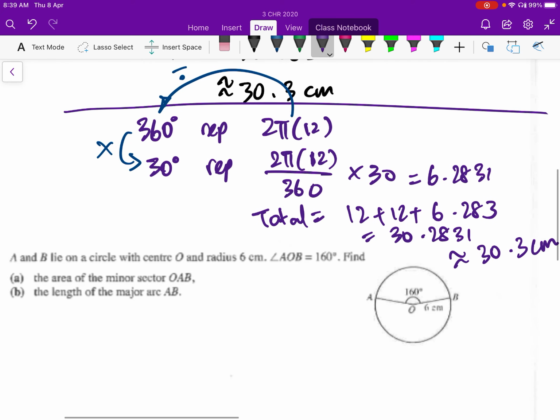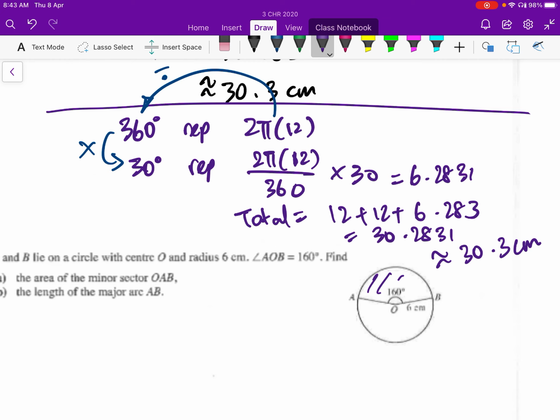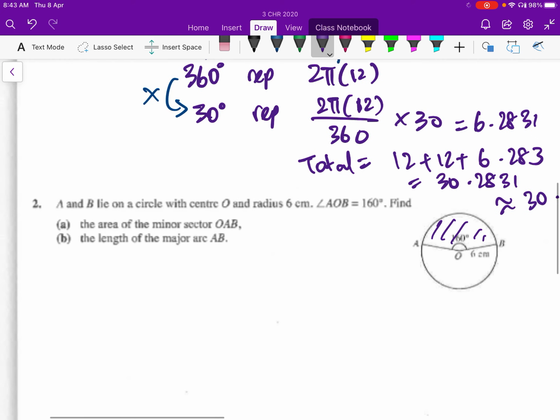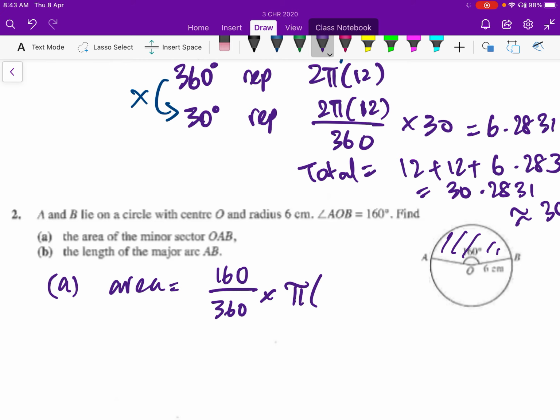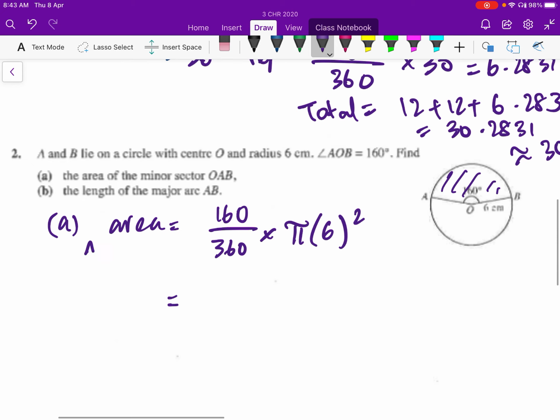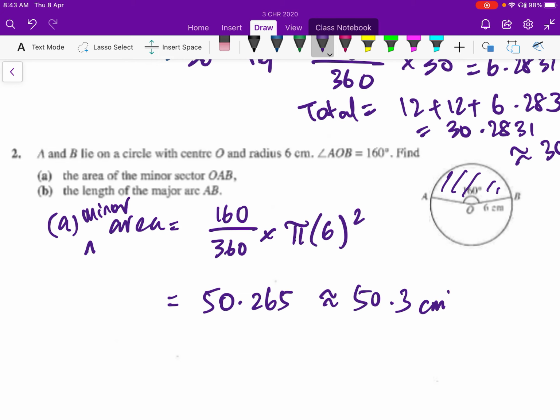Alright, now for question 2, minor. So the area will be 160 over 360 pi r squared. You all get 50.265? Is it 50.265? Okay. So round it off, you got 50.3 square centimeters.